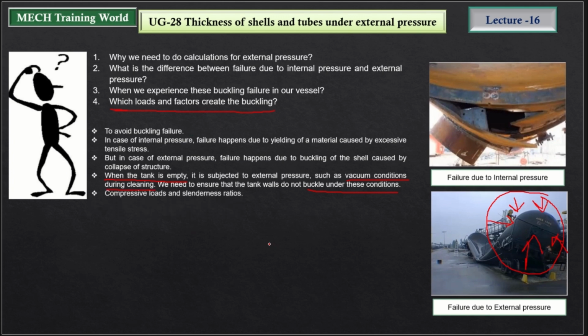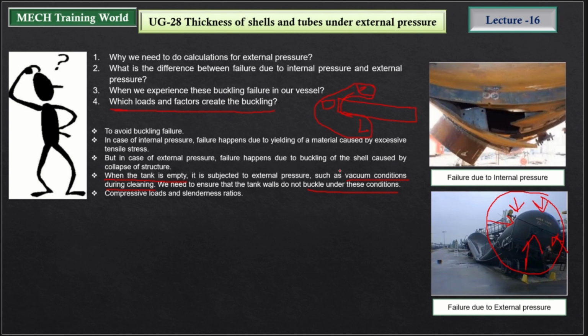If this is our vessel, there are three major dimensions that will create the buckling, guys. One is the thickness of the vessel. Another one is length, and the third one is the diameter of the vessel. These three dimensions play a major role in buckling.